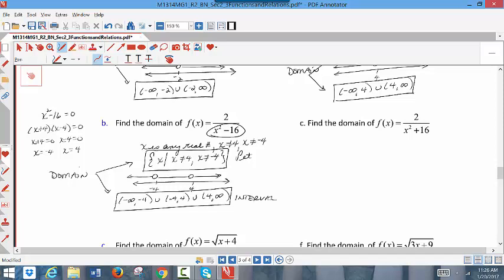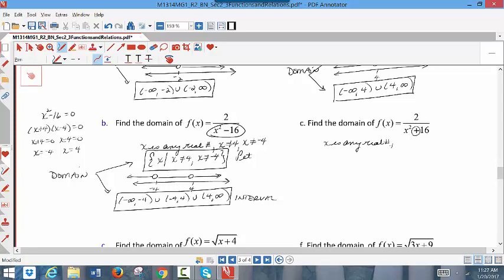Alright, part C. Look how similar part C is to example B in blue. It's exactly the same with the exception of there's a plus sign in this denominator. So now x is any real number. I'm going to choose anything I want.